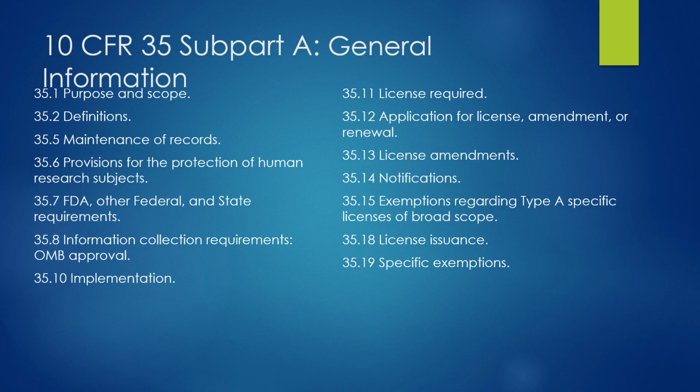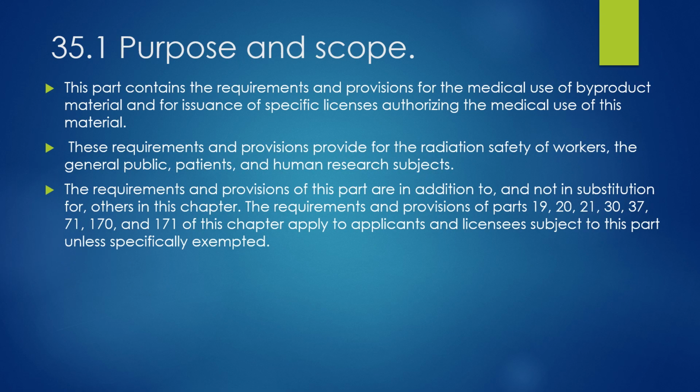So first we'll talk about subpart A. Like I said, that just covers the definitions, the purpose and scope, all of the miscellaneous administrative stuff that goes into it. So 10 CFR 35 is the part that contains requirements and provisions for medical use of byproduct material and for the issuance of specific licenses authorizing the medical use of material. I do want to point out it also says that 10 CFR 35 also has requirements and provisions in 19, 20, 21, 30, 37, 71, 170, and 171.